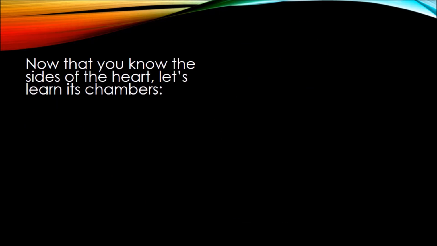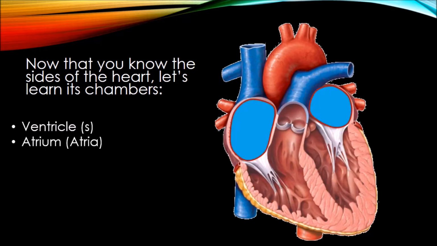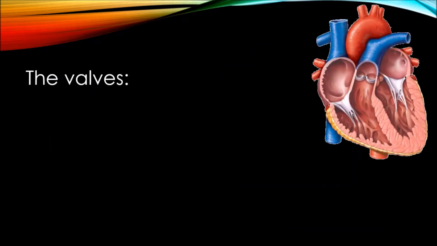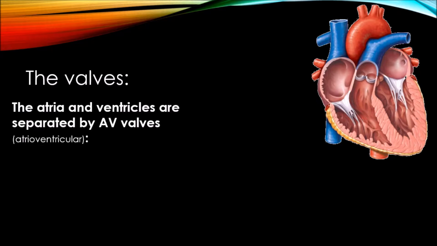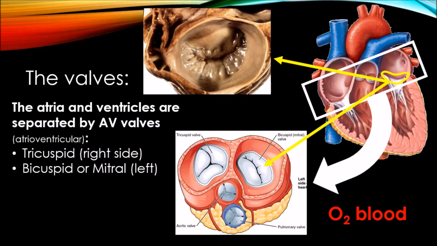Now that you know the sides of the heart, let's learn its chambers. These two bottom ones are the ventricles. The two top ones are the atria, and each one is an atrium. There are two valves separating the atria and the ventricles, hence atrioventricular valves, or AV valves. You have one with three flaps. Each cuspid is a flap, so that is the tricuspid valve. Then you have the bicuspid valve, because there are only two flaps, as you can see in the image on top of the screen, also known as the mitral valve.